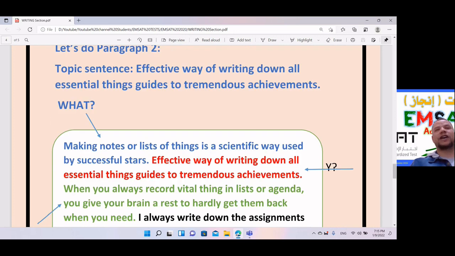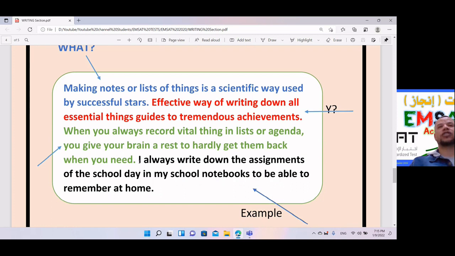Okay, I want to get from the topic sentence now, I want to get the paragraph. So now I mention the paragraph. Look at this one. What, why, effects, and example. Making notes or lists of things, I mean writing down, is a scientific way used by successful stars. Effective way of writing down tremendous achievements.